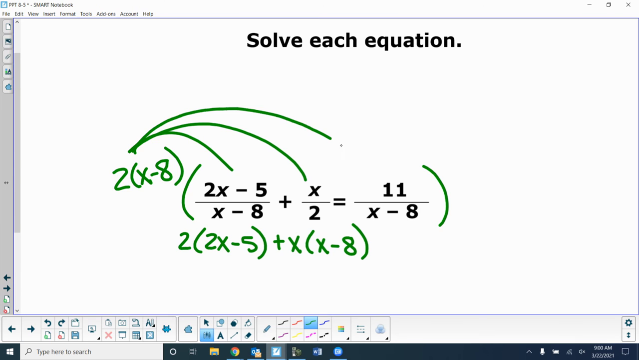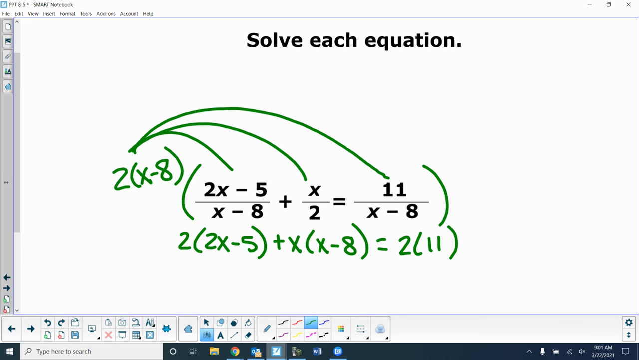When I do this one, what's going to cancel? X minus 8. So it's going to be 2 times 11. You with me? All right. So whatever the denominator is cancels, what's left you multiply by the numerator. The 2's cancel, so we multiplied by x minus 8. The x minus 8's cancel, we multiplied by 2.